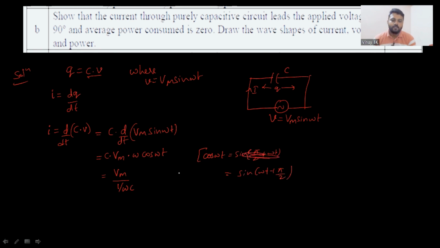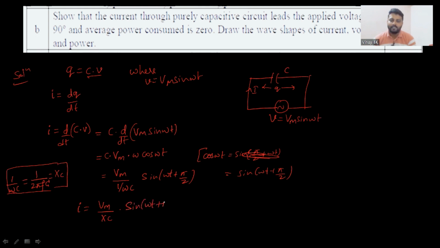So now, sine omega t plus pi by 2. You can write I equals Vm divided by 1 over omega C, where omega is nothing but 2 pi f, so 1 by 2 pi f C is nothing but the capacitive reactance Xc. So you can write here Vm by Xc into sine omega t plus pi by 2. This is equation number 1.